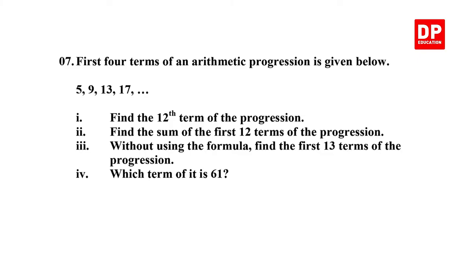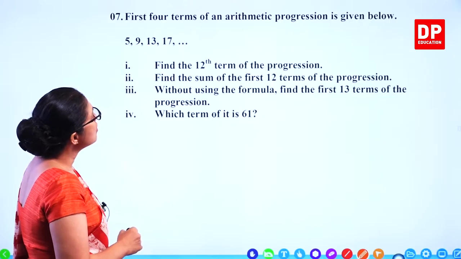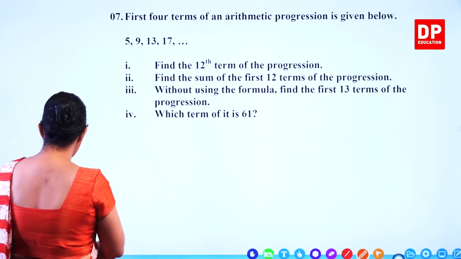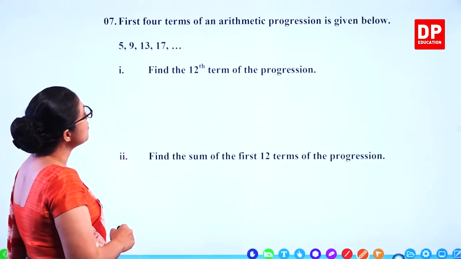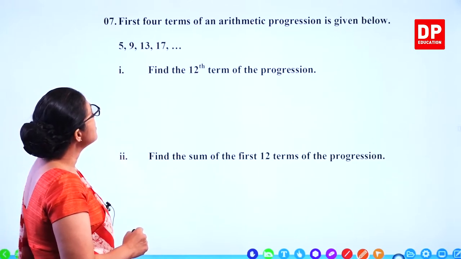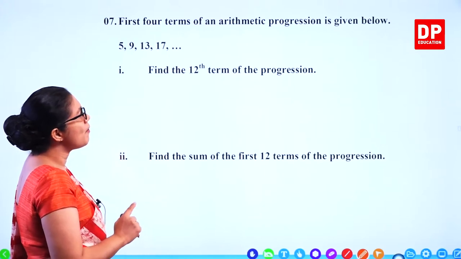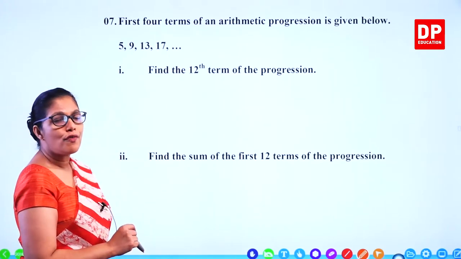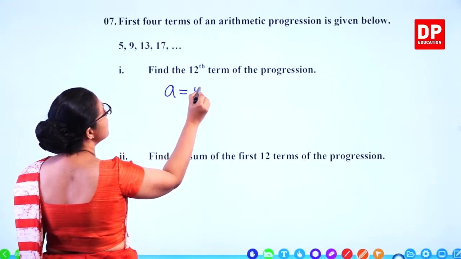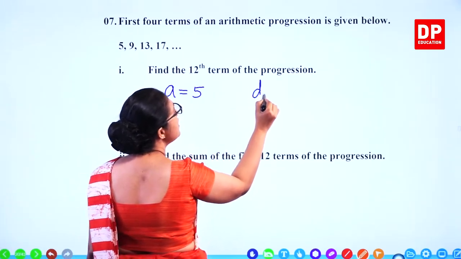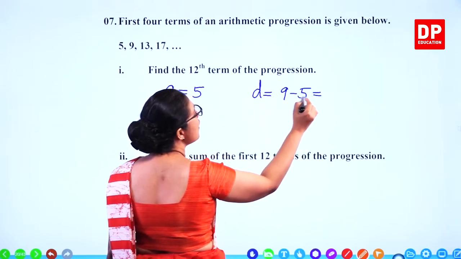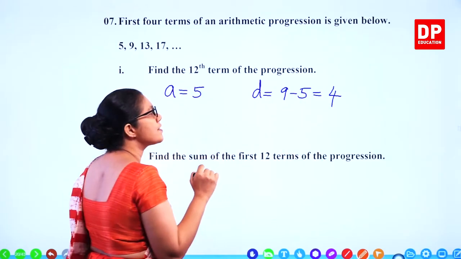Let's see question number 7. That's about progression. So arithmetic progression is there. First 4 terms of an arithmetic progression is given below. 5, 9, 13, 17. Find the 12th term of the progression. So how do you find the 12th term? You need the first term. First term is 5. And what's the difference? Common difference, you can take any term minus the previous term. So 9 minus 5, the common difference is 4.